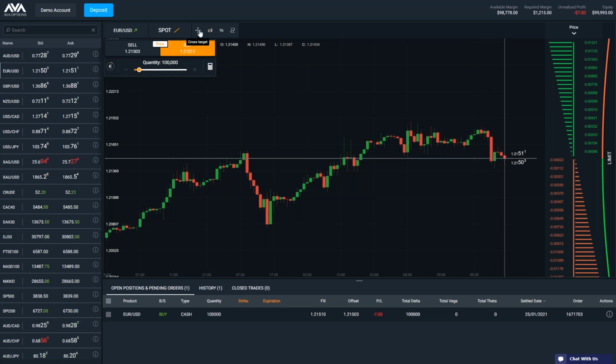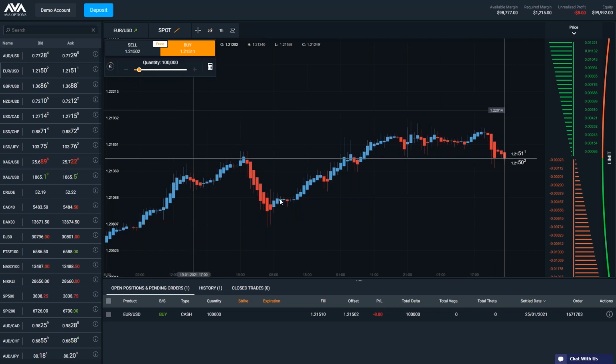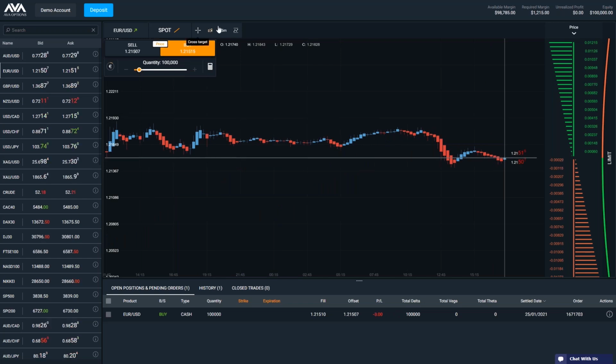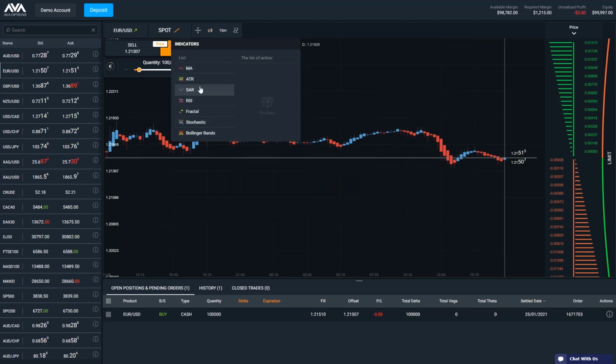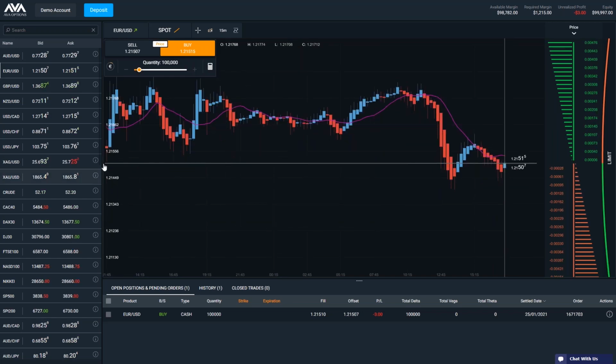I can look at different types of charts. Some of you may like the Heikin Ashi. I can change the candle size to 15 minutes or whatever you like. I can add indicators like a moving average. I'll put in my favorite color of a purple moving average. Looks like that. So we have where the market has been with 15-minute candles.